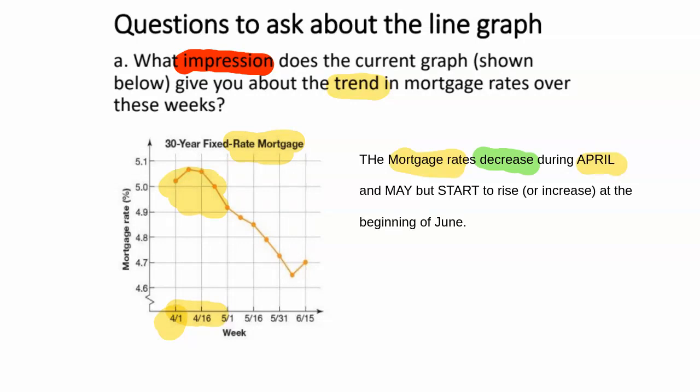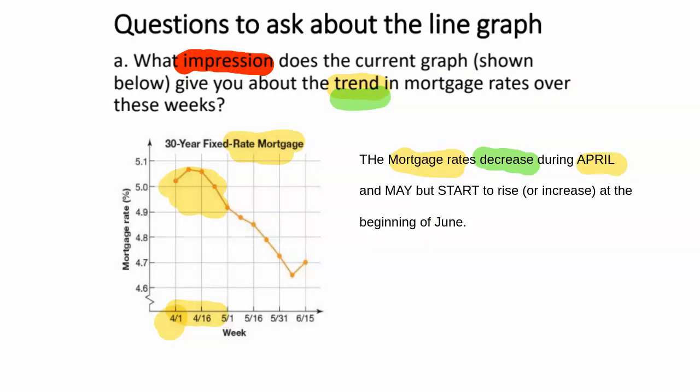Through the month of April. Now, I didn't say April 1st to somewhere between April 1st and April 16th. They went up and then they went down. I'm giving a statement about trends. In this yellow period on my graph, the mortgage rates decrease during April.